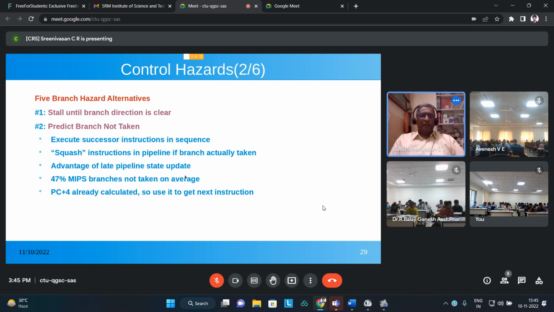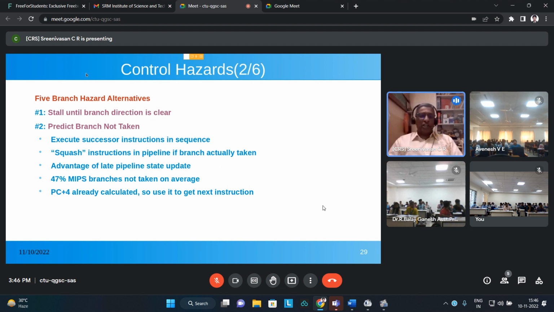So there are 5 different branch hazard alternatives essentially for programmers who want to program. Stall until branch direction is clear. There is one option in the traffic. Yeah, you will tell your professor, okay, there is a traffic block. I cannot move. I want to travel only on this road, and I will come when the traffic is cleared. Probably you will never go to college on that day, right?